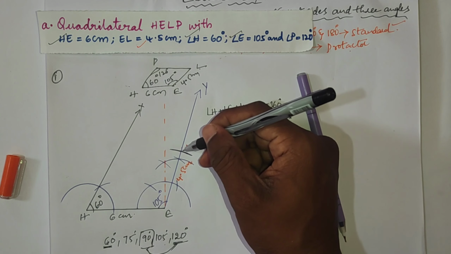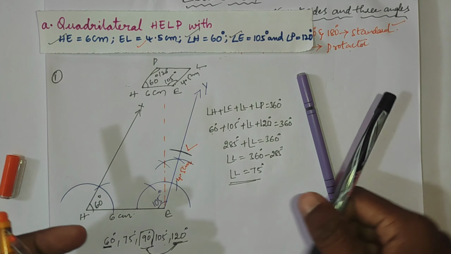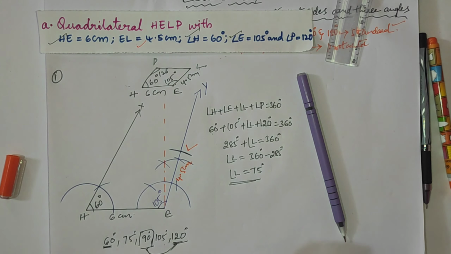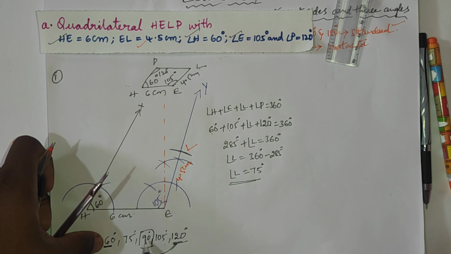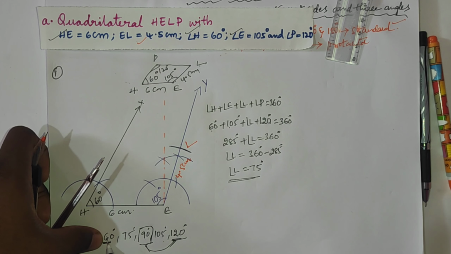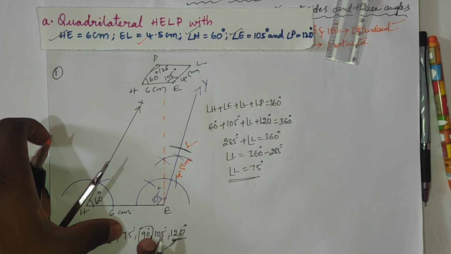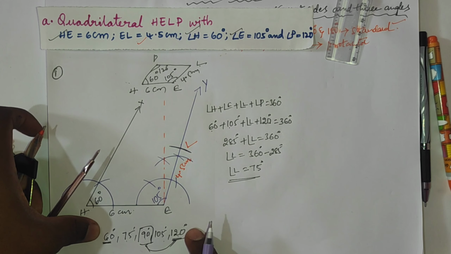Now at L we have to construct 75 degrees. So we'll construct 75. If you observe clearly, 75 lies between 60 and 90. But we have to construct 60 and 120 first, then you will get 90, then between 60 and 90 you will get 75 degrees. Don't be confused, but to get 75 or 90 or 105, we must construct both 60 and 120.